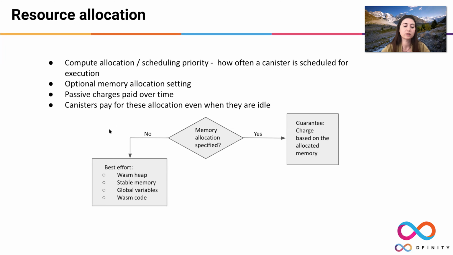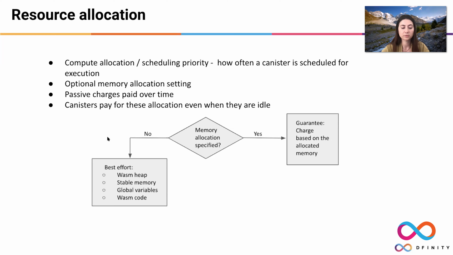So this is very important because when we compute the actual charge, we take into consideration the time. So just wanted to highlight this. So going back to the two types of resource allocation that we have, the first one, compute allocation, is essentially the priority that is given to the canister when it's being scheduled for execution.